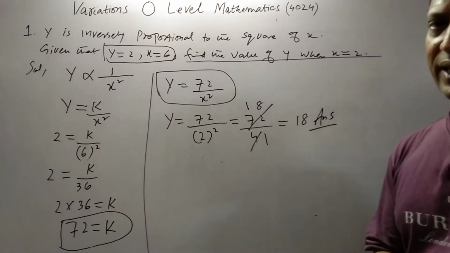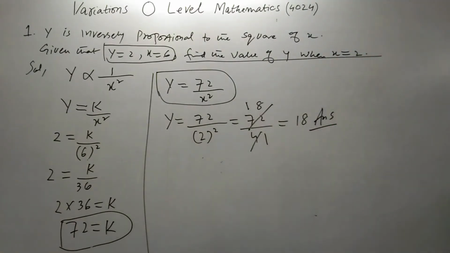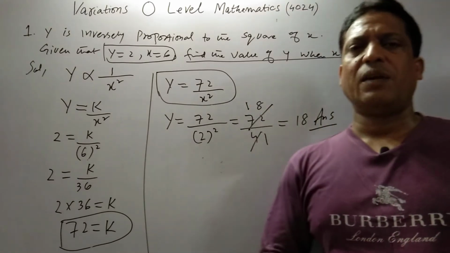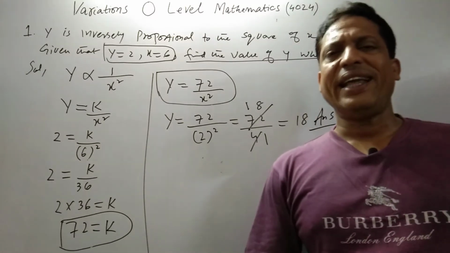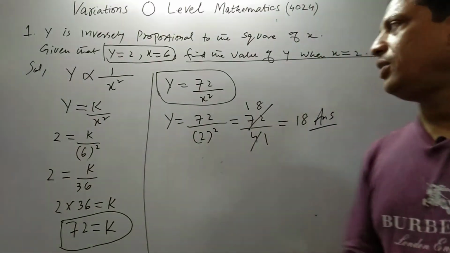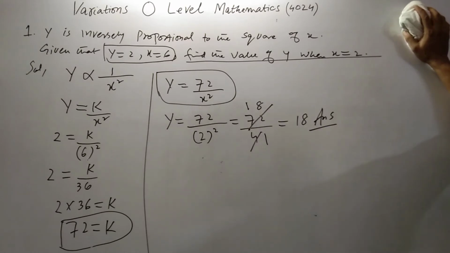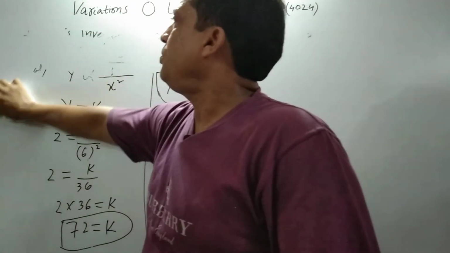I hope you understand. Very easy question. I am not writing the year of the question. These are past paper questions from the 90s to 2018. After this topic, I hope you will be eligible to do each and every question of variations. See another question, question number 2.